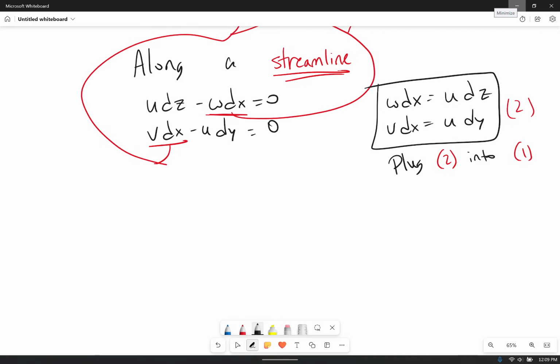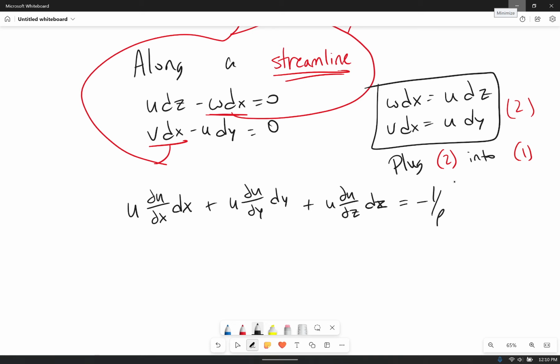Now, when I do that, what do I get? Well, I get an equation that looks much more ordered, in my opinion. So u ∂u/∂x dx, that's the same. I'm not doing anything with that one. Plus, and this is where things change, I now have u ∂u/∂y dy. Do you see where I'm going here? The u's match up, the x's match up, the u's match up, the y's match up. And finally, plus u ∂u/∂z dz. There we go. It's going to be equal to negative 1 over rho ∂p/∂x dx.